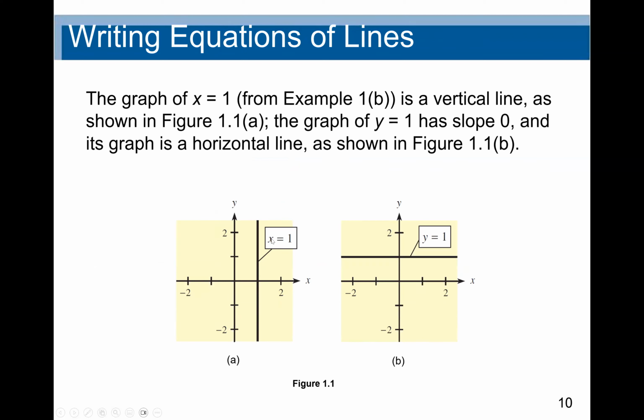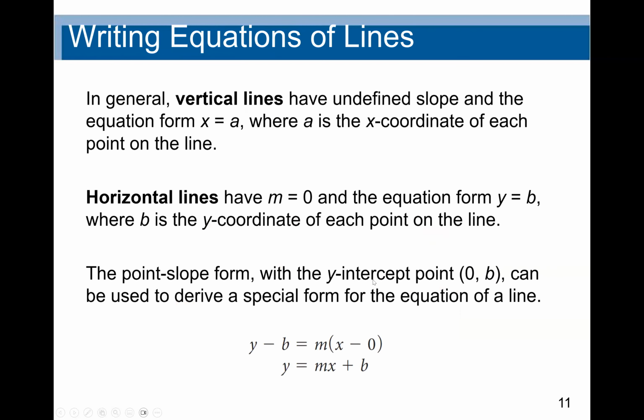So here we also said that if x equals 1, we have a vertical line, which means the slope is undefined. If y equals 1, we have a horizontal line. In this case, the slope equals 0. And that's what we say here. The graph of y equals 1 has a slope of 0, but the graph of x equals 1 is a vertical line, so the slope is undefined.